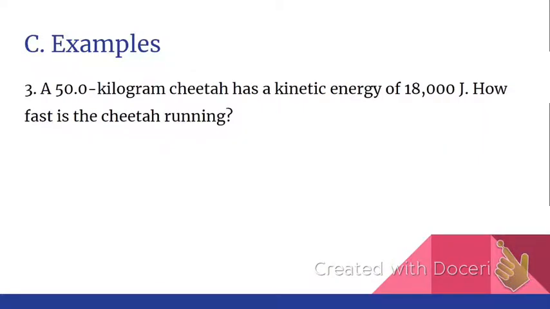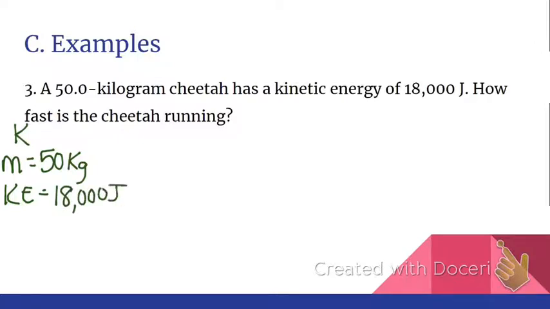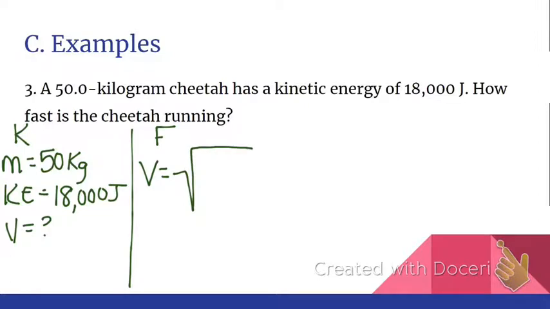Okay, so our last example then is working with this cheetah. It starts out by describing that it has a 50 kilogram cheetah, so I know that kilograms is a mass unit. And it has a kinetic energy, so it's in motion, of 18,000 joules. It asks how fast, so it's asking for speed or our velocity. So we need a formula, so if you go ahead and look at the formula page, the velocity one has a little bit more going on. It's the square root of 2 times our kinetic energy, all divided by our mass.